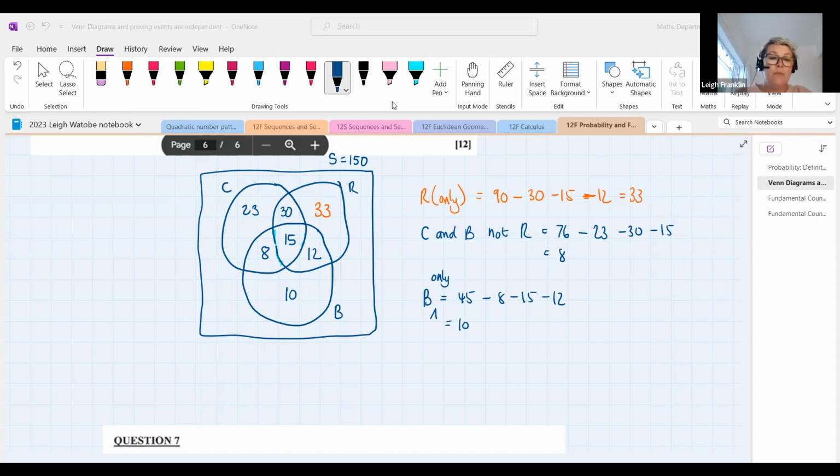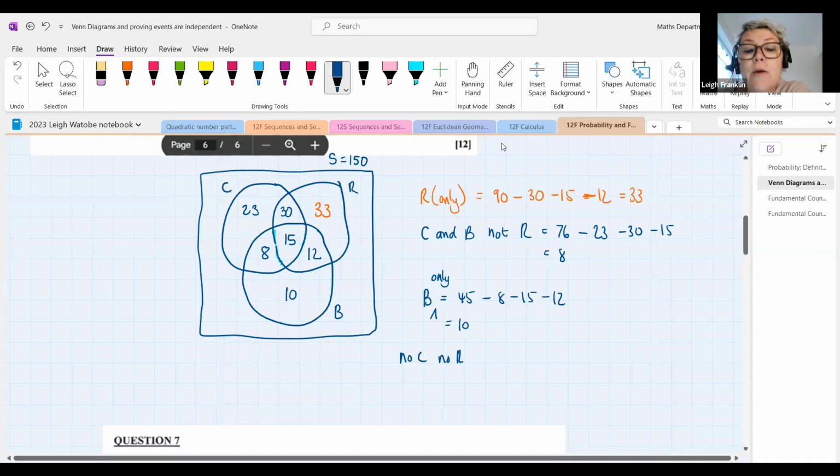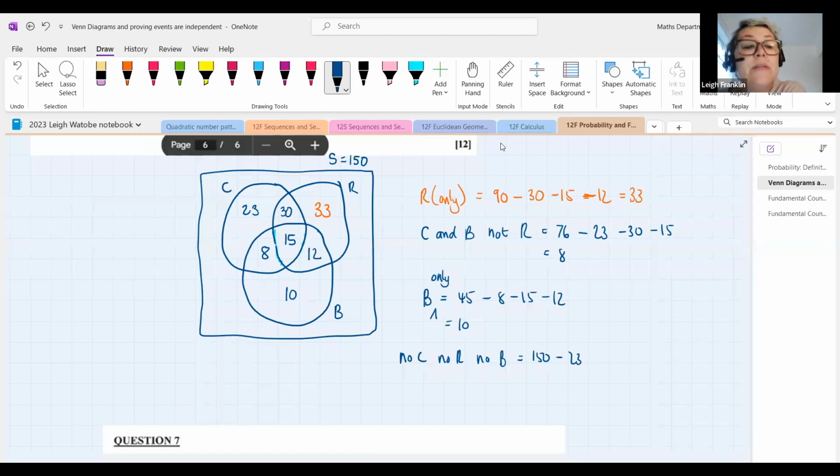We can't just leave it now and move off. Remember, we spoke earlier, what happens if there are some students that don't play any of these sports? Okay, they've got to go on the outside. So now we have to add up all our numbers. Okay, so those who play no cricket, no rugby, no basketball, we would have to take 150 and minus all of these numbers, or you could add all the numbers together and then subtract it from 150. The choice is yours, but you've got to subtract all of those numbers: minus 23, minus 30, minus 8, minus 15, minus 12, minus 10. Is there anybody who doesn't play rugby? There we go.